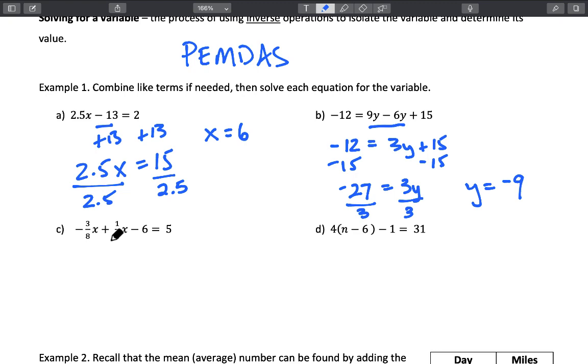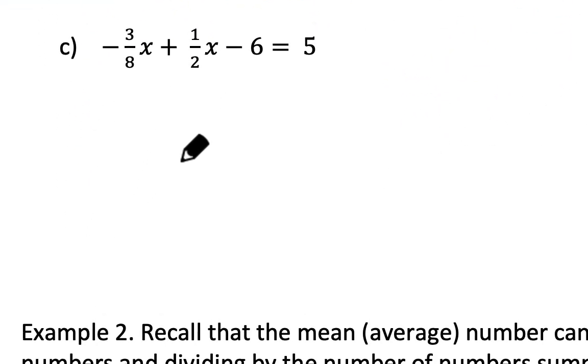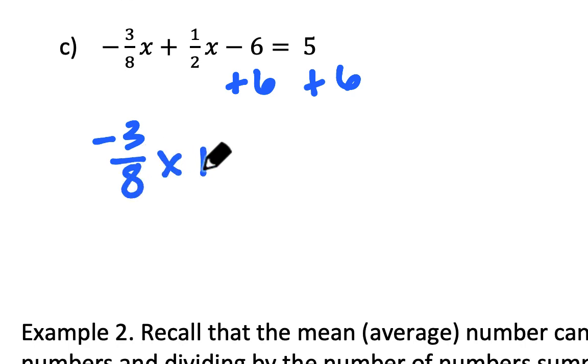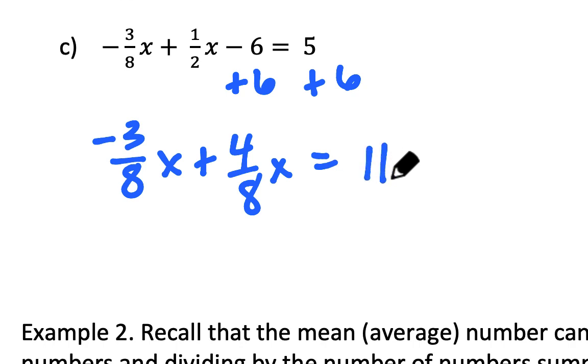In 1c, I'm dealing with some fractions here, and I see I have negative 3/8x plus 1/2x minus 6 is equal to 5. So right away I'm going to add over the 6 to the 5 on the other side, and then I'm going to combine like terms using addition, but I need to convert 1/2 to have a common denominator as negative 3/8. So that gives me negative 3/8x plus 4/8x is equal to 11.